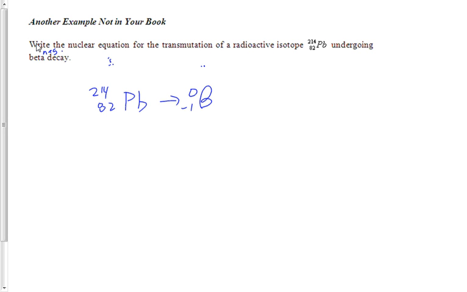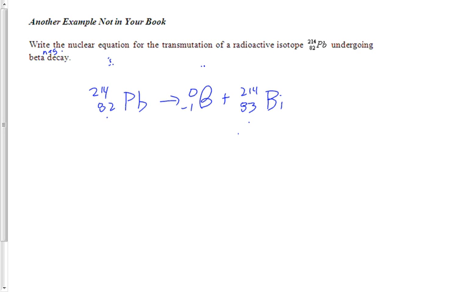214, well, 0 plus 214 gives me 214. Minus 1 plus what equals 82? No, not 81. 83. And that, if you check your periodic table, is bismuth. Wait a second. Hey, wait, this doesn't make sense, right? We had 82 protons, now we have 83 protons. Does that make sense?